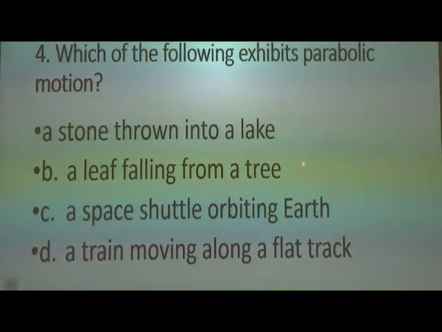Well, it could go straight down if there's no wind. So the best answer is a stone thrown into a lake. When you throw the stone, it's going to have this motion. You're going to send it at an angle that has an up and to the right component. So a stone thrown into the lake has parabolic motion. Let's go to the next one.